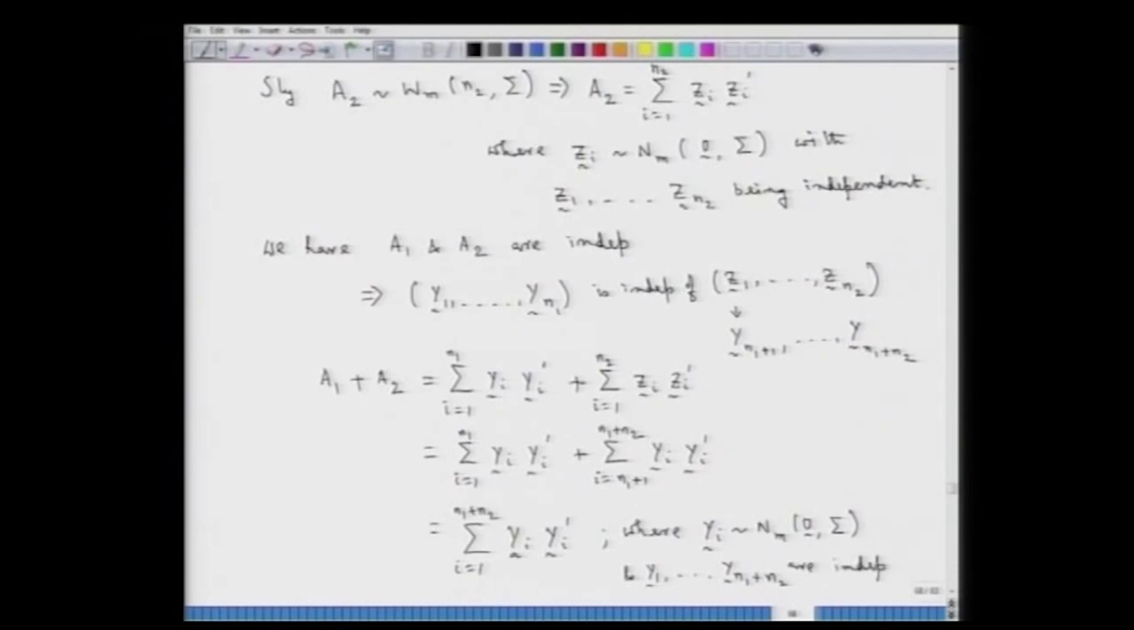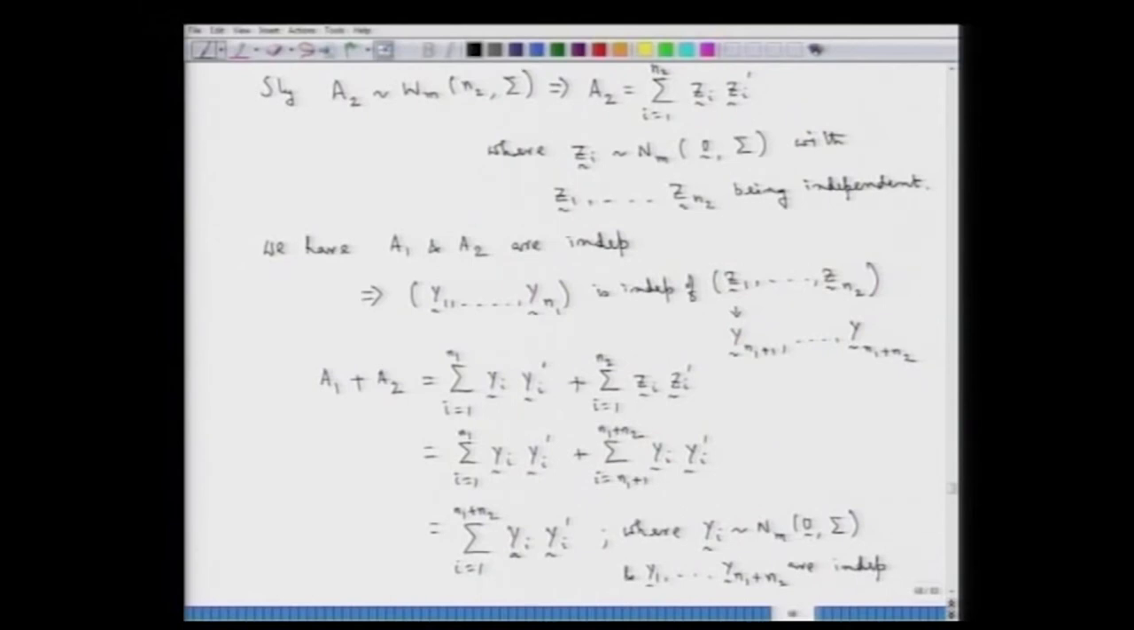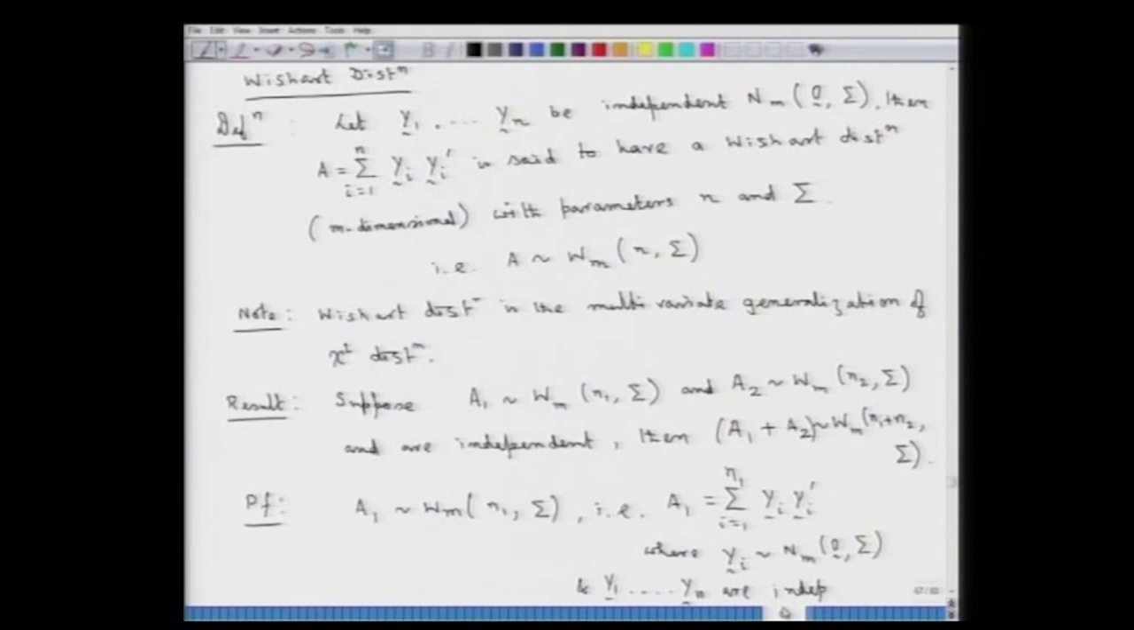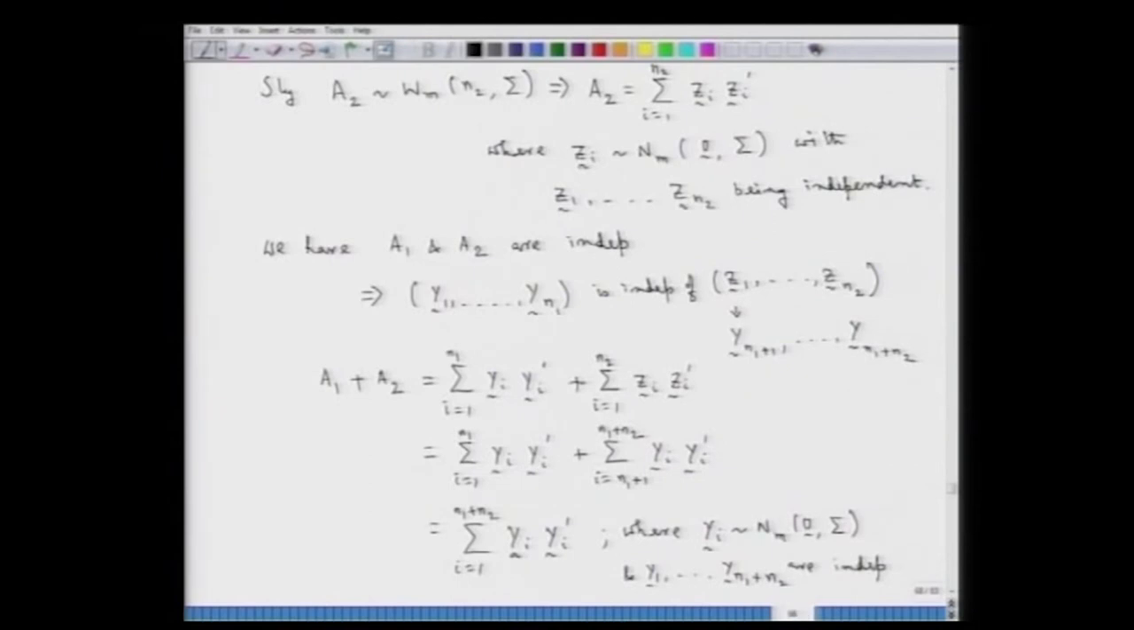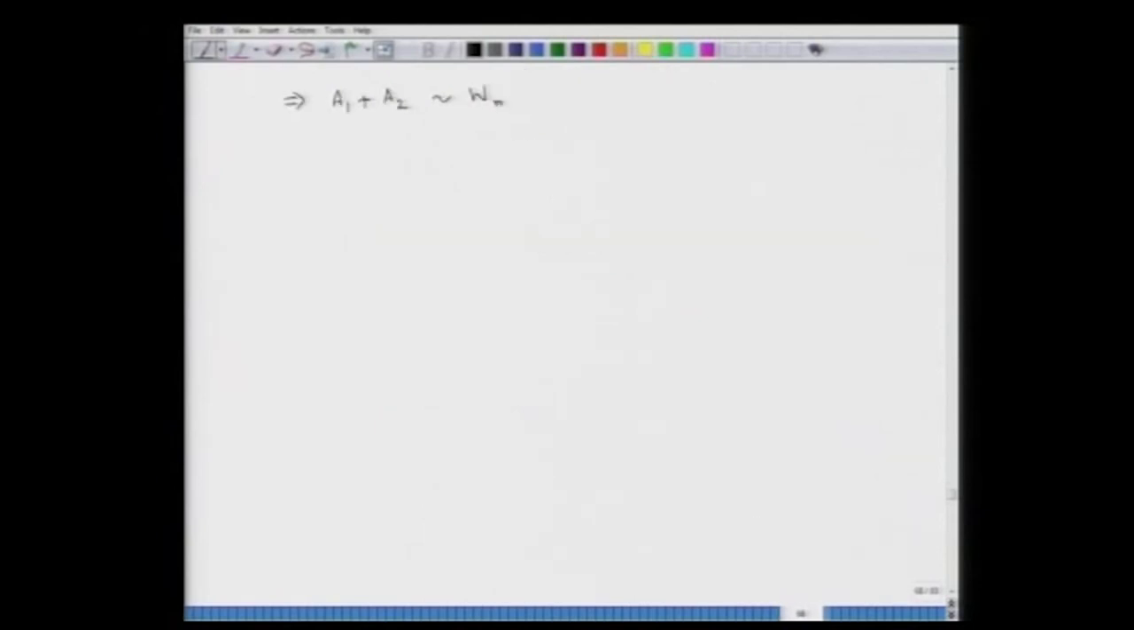So, we have this particular random matrix, a summation of n1 plus n2 random matrices, where each of the constituent vectors yi now have multivariate normal 0 sigma and they are all independent. So, from the definition of the Wishart distribution which we stated in the last slide, if this is the setup that they are independent multivariate normal, then this quantity will have a Wishart distribution with the associated parameters. So, this would imply that A1 plus A2 will follow a Wishart distribution in m dimension with parameter n1 plus n2, the degrees of freedom of the Wishart distribution, and the associated variance covariance matrix sigma. So, this proves this result.